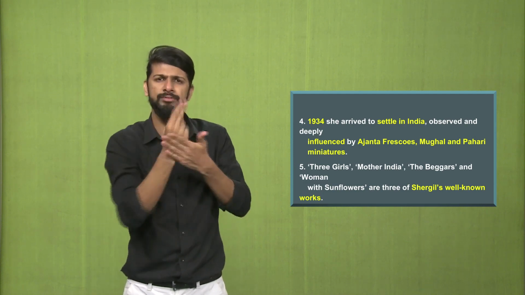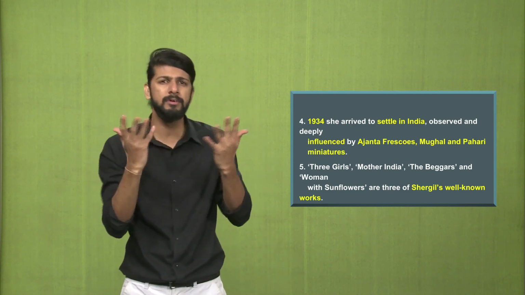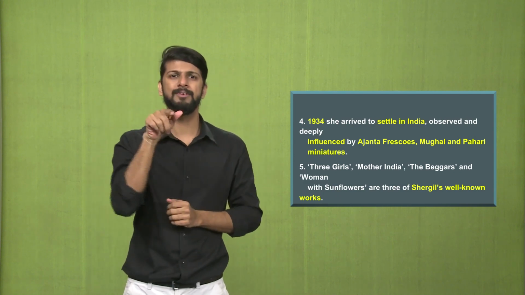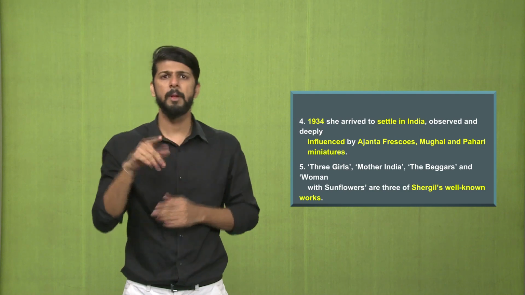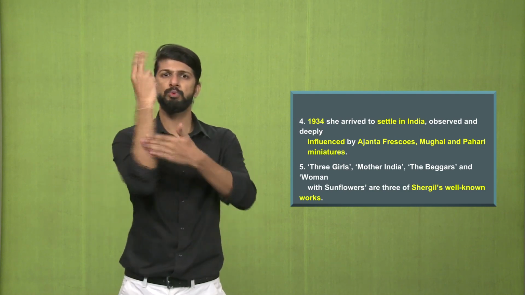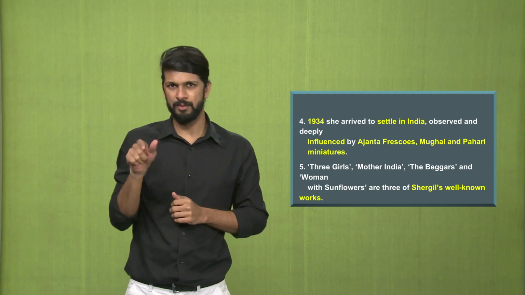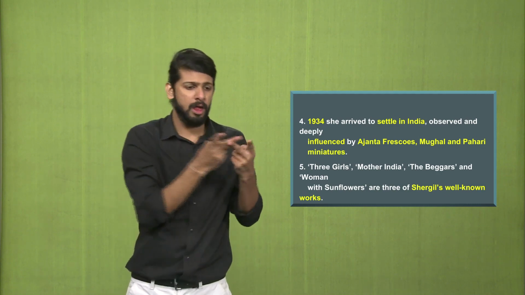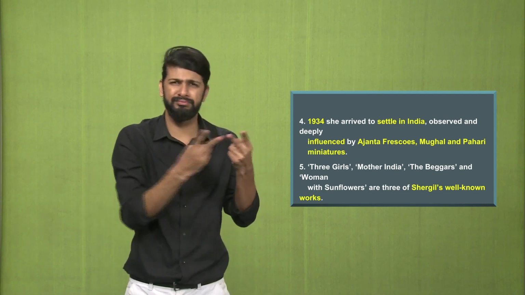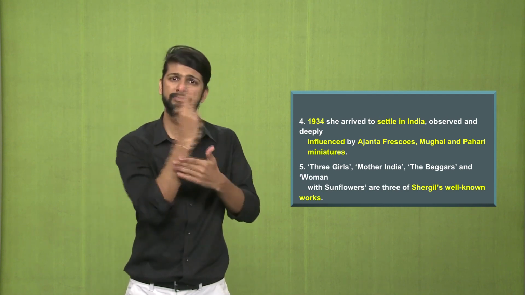Some of the famous works or artworks of Amrita Shergill are Three Girls, Mother India, The Beggars, and Woman with Sunflowers. These are four of Shergill's very well known artworks.